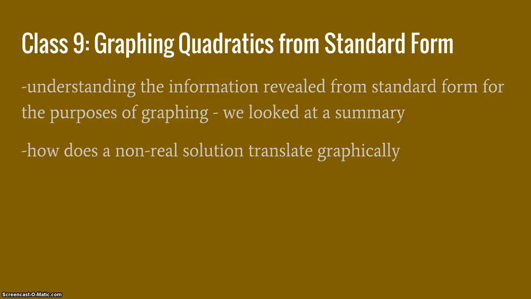And then we talked about how non-real solutions translate graphically. In other words, if there are no solutions, obviously it doesn't cross the x-axis, and so those come up as negatives under the radical. All right, so that pretty much covers everything that we did for Unit 2, and we're looking at a test for our next class.